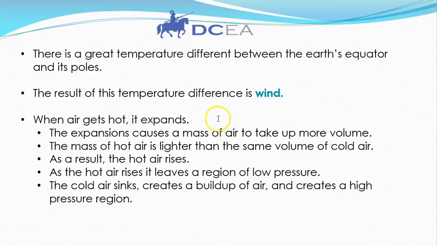When air gets hot, it expands. That expansion causes a mass of air to take up more volume. The mass of hot air is lighter than the same volume of cold air, and as a result, the hot air rises. As hot air rises, it leaves a region of low pressure. The cold air sinks, creating a buildup of air, and creates a high pressure region.